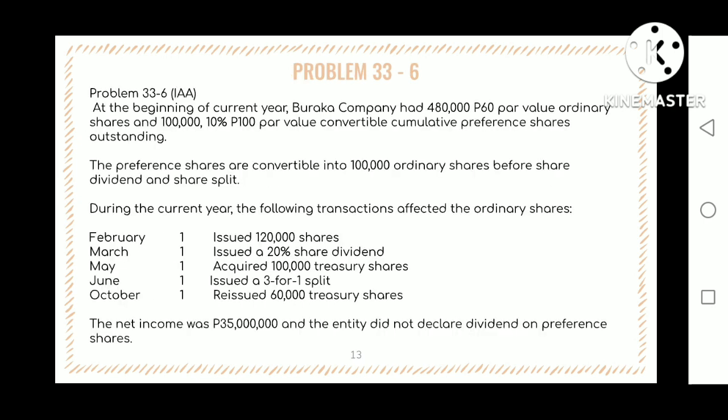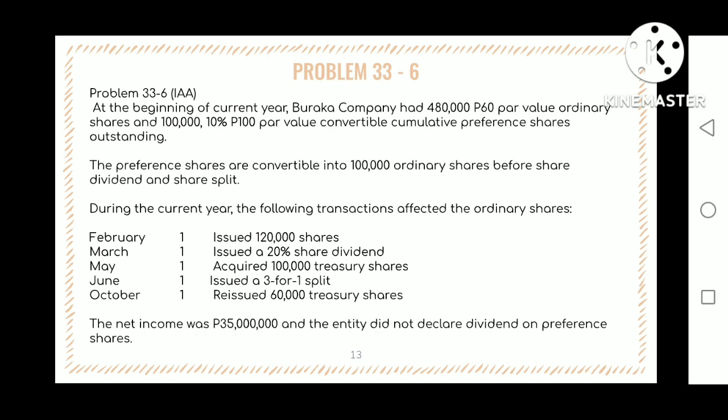Problem 33-6. At the beginning of the current year, Baraka Company had 480,000 pesos par value ordinary shares and 100,000 10%, 100 pesos par value convertible cumulative preference shares outstanding. The preference shares are convertible into 100,000 ordinary shares before share dividend and share split. During the current year, the following transactions affected the ordinary shares. On February 1, issued 120,000 shares. March 1, issued a 20% share dividend.